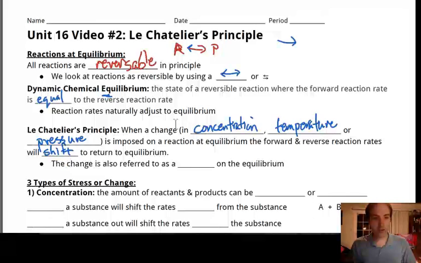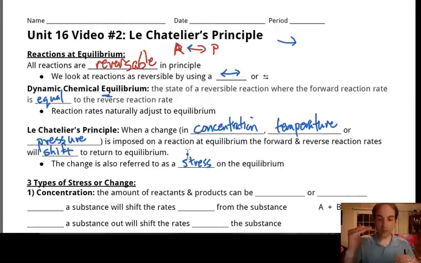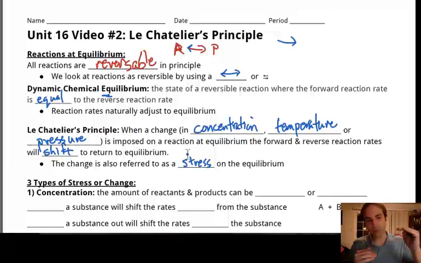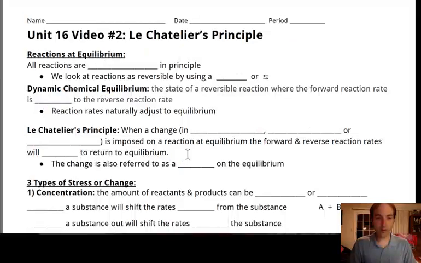Okay, and these changes are also referred to as stresses. So you could say that you're stressing a reaction and it causes a shift in the rates. What does shift mean? If equilibrium is a balance, where forward and reverse are equal, a shift means that the forward reaction may speed up and the reverse reaction will slow down, or you could get the opposite, where the reverse reaction speeds up and the forward reaction slows down. So let's talk about what that looks like.